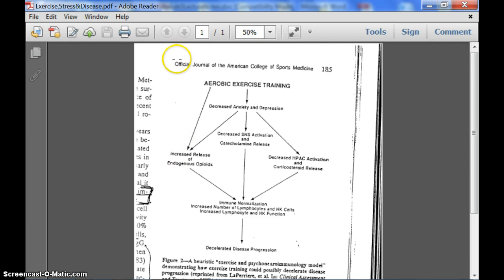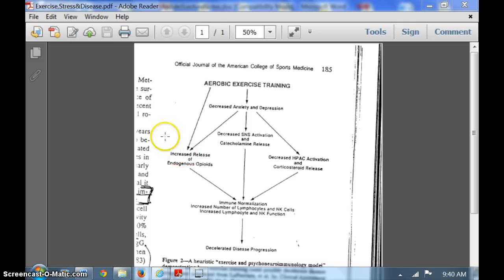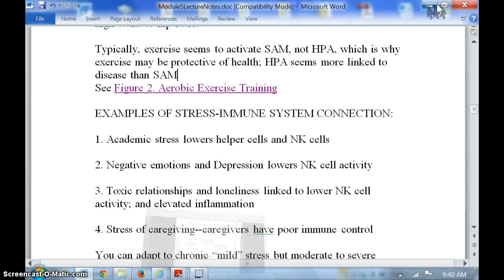So exercise, you could probably substitute meditation up here as well in terms of having somewhat a similar effect, although exercise seems to be some kind of unique experience which leads to this process. So you can see how just something as simple as exercise can help reduce that link between stressors and decreased immune functioning.